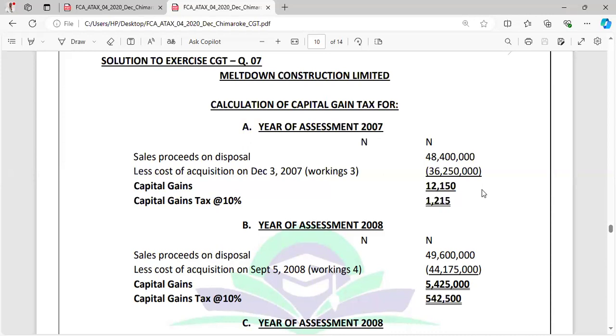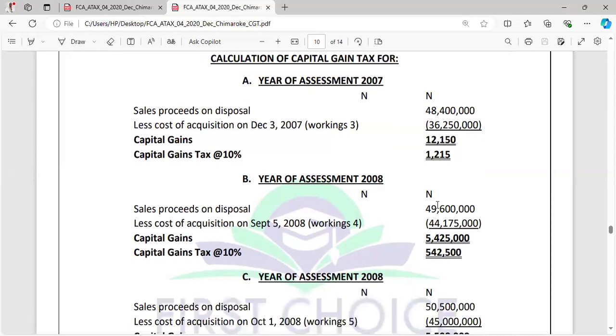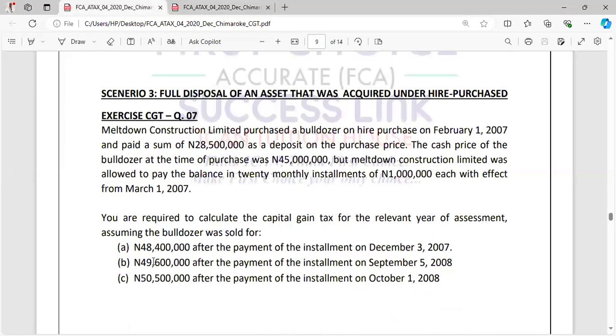All right. Looking at the second part of the question, we have assets being disposed of at 49,600,000 after the payment of the installment on September 5, 2008. So what happened?